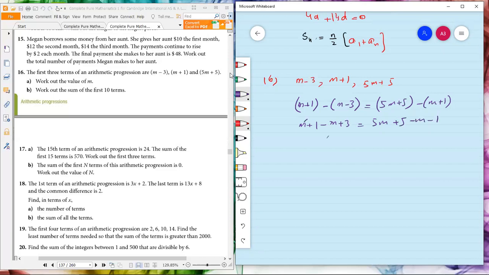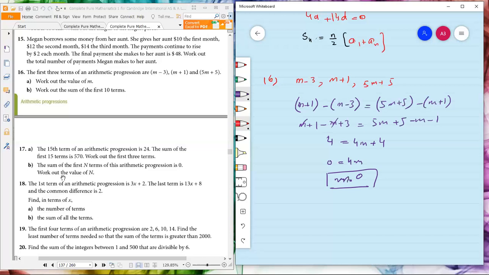So m and m cancel with each other. This becomes 3 plus 1, which is 4, equal to 5m minus m, which is 4m, plus 5 minus 1, which is plus 4. When we shift 4 to this side, 0 is equal to 4m, and m is equal to 0 by dividing 0 with 4. So m is equal to 0.